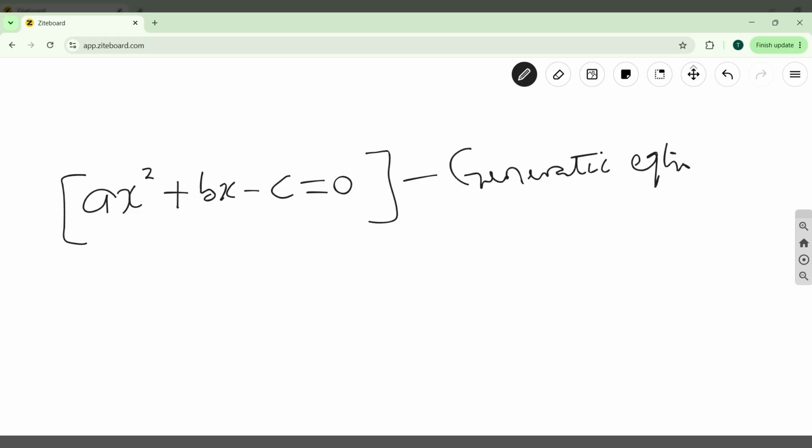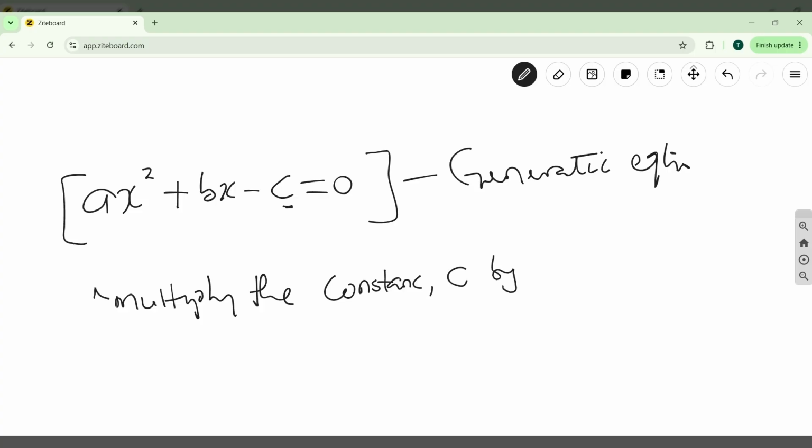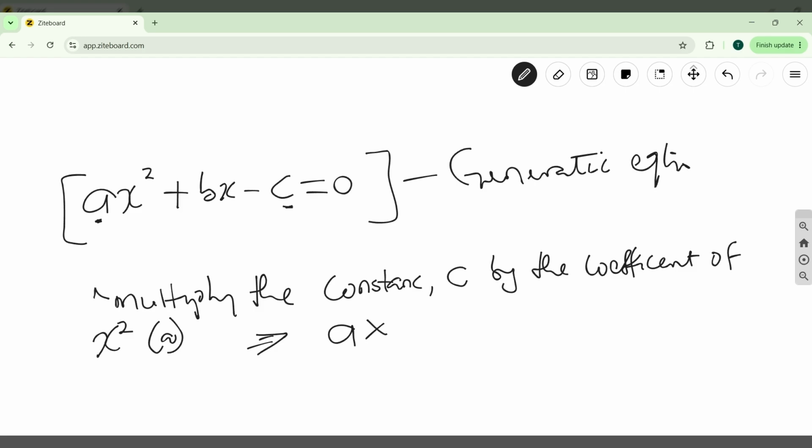There are basically two steps you take while solving quadratic equations using the factorization method. The first thing you need to do is to multiply the constant c by the coefficient of x squared, which is a. So you're multiplying with this. So this simply means first thing you need to do is to multiply a times c. That's the first step.